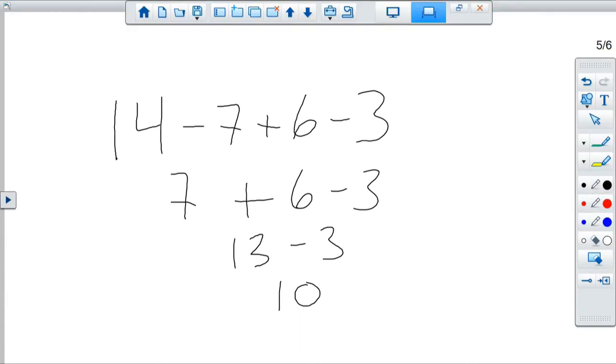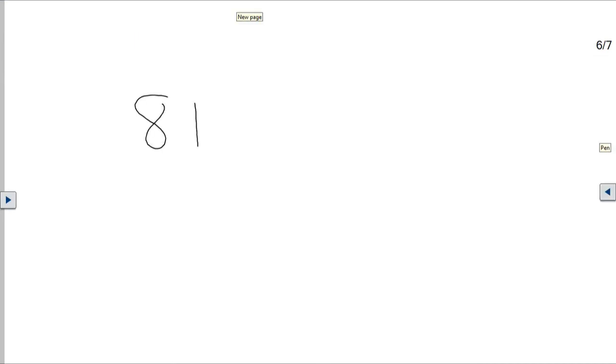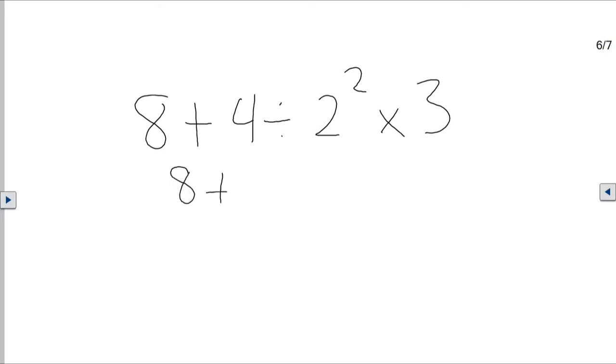Okay, let's do one more example here. Let's go 8 plus 4 divided by 2 squared times 3. So follow our order of operations. Okay, no parentheses. We don't have to worry about that. We have exponents, 2 squared. So let's start with that. 8 plus 4 divided by 4 times 3. So we've dealt with our exponents.